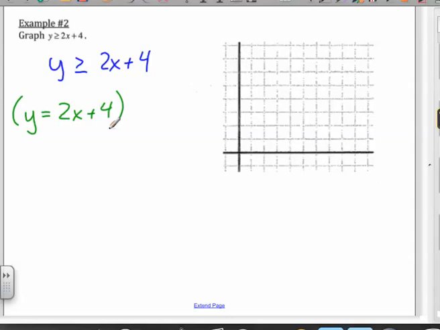It says y is equal to 2x plus 4. So we go up 4. 1, 2, 3, 4. Put our dot. Our slope is up 2 and over 1 right here. And I'm going to draw a line through these points.